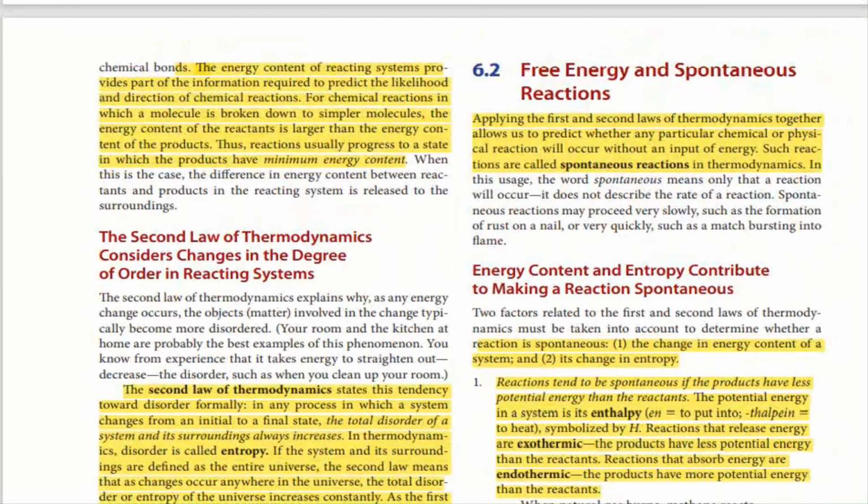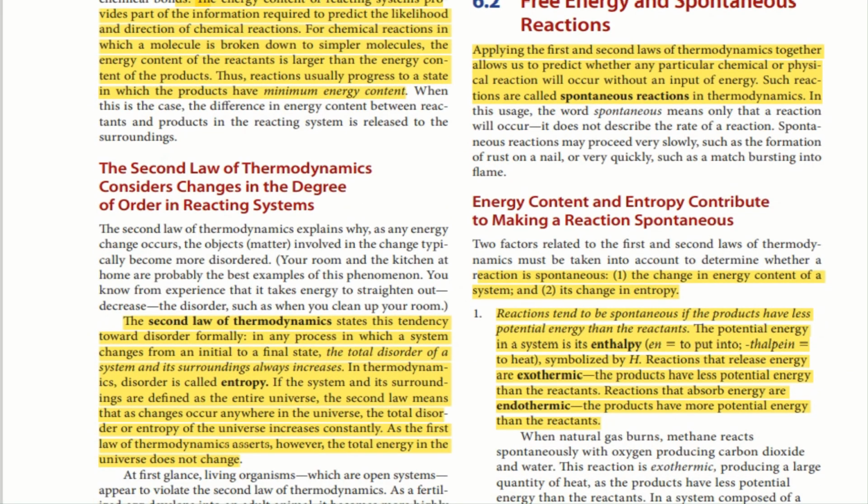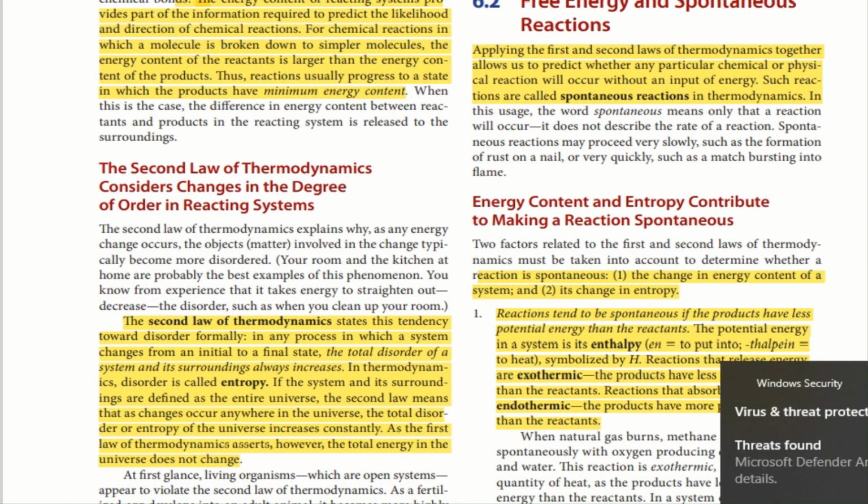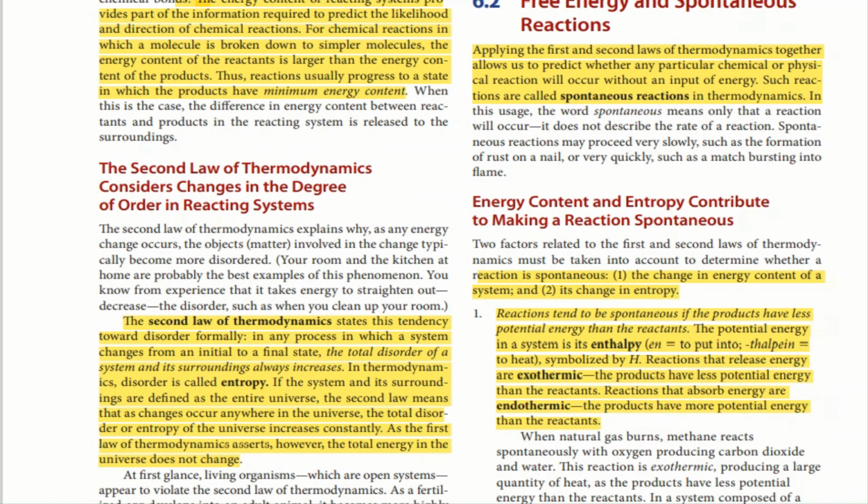Okay, so we looked at two laws of thermodynamics. The first law states the law of conservation of energy, which says that energy cannot be created or destroyed but can be changed from one form to another. Then we look at the second law, which is the law of entropy. When energy is changed from one form to another, there is a loss of unusable energy, or waste energy, which goes to increase the disorder.